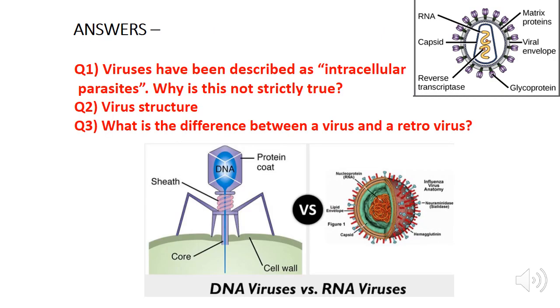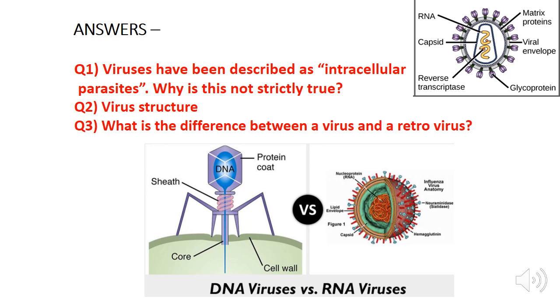So, viruses have been described as intracellular parasites. Why is this not strictly true? So, intracellular means inside the cell, which is true. Viruses reside inside the host cell. But remember with the definition of a parasite, an organism that lives in or on its host, obtaining its nutrition from its host while causing it harm. So, yes, your virus is living in its host cell and causing it harm, but it's not strictly obtaining nutrition from a host.